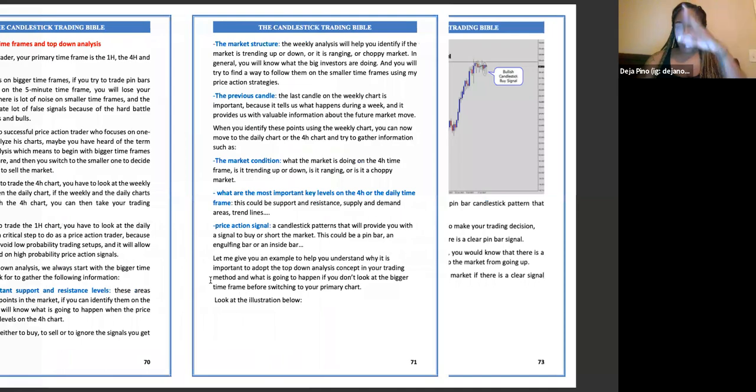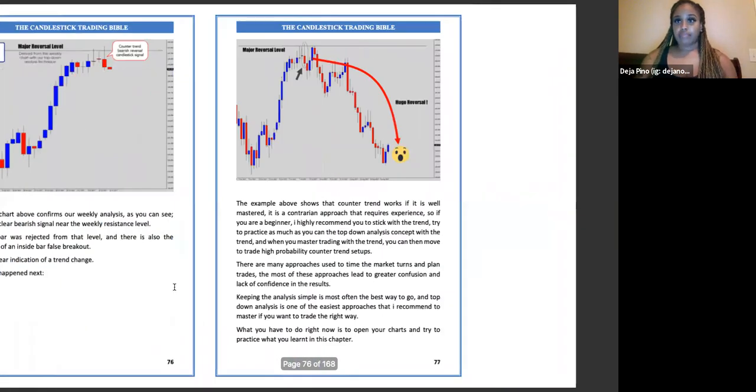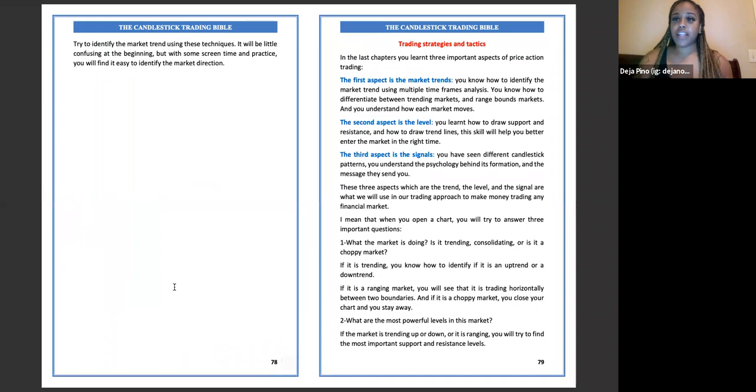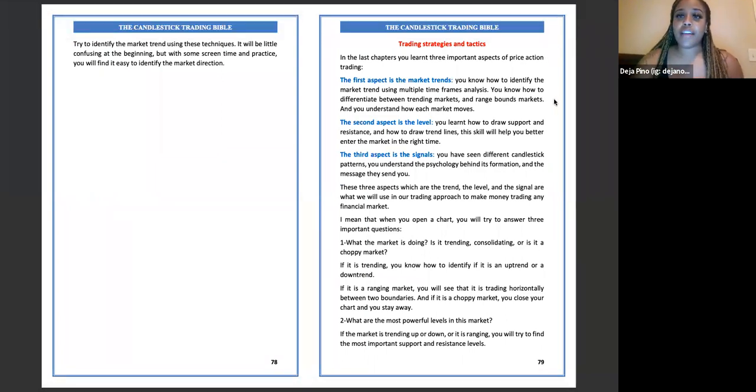All right, so let's go back to where we left off, page 79. And like I said, guys, if at any time I get real choppy, just let me know and we'll get it together. So page 79 is talking about trading strategies and tactics.